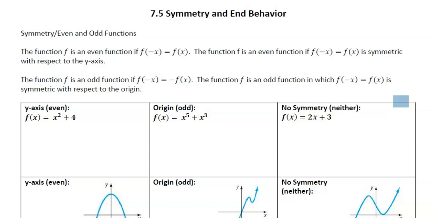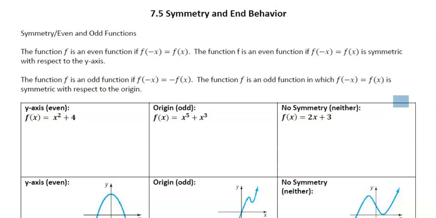The function f is an even function if f of negative x, or f of x, is symmetric with respect to the y-axis. We know that symmetry refers to the idea that if I draw a line and fold that over onto itself, you would see the same image on the other side. It would fold onto itself.